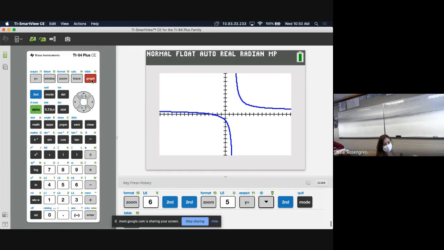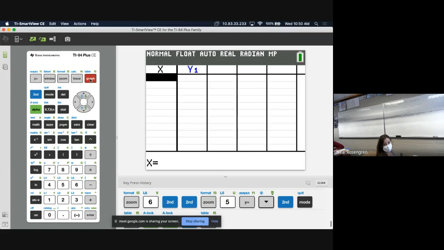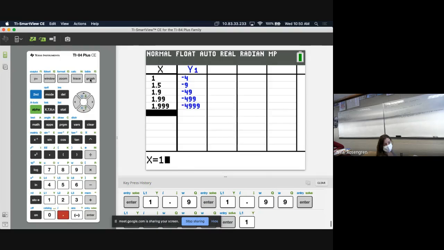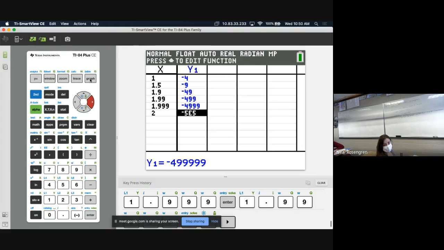Well, let's see. Let's look at actually getting closer to 2, like plugging in 1 and 1.5 and 1.9 and 1.99 and 1.999 and 1.99999. Now, this isn't actually 2. Remember, it can only fit 5 digits, so it had to round, so be careful. And this number is so big in the negative direction, it needed scientific notation. But what do you see happening to the y values as we get closer and closer to 2?